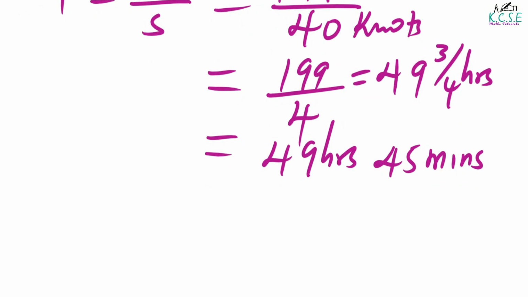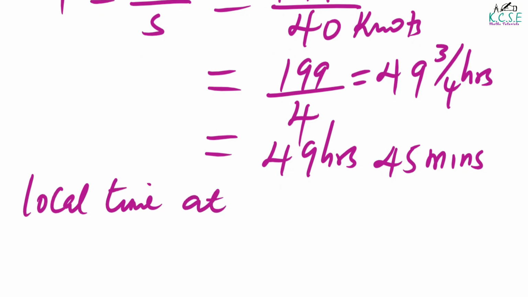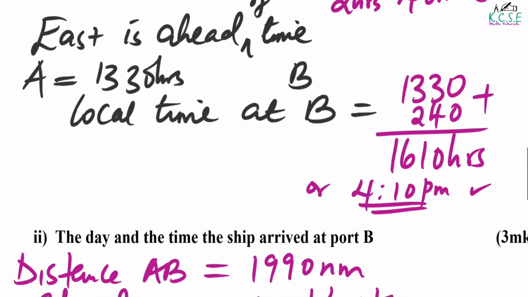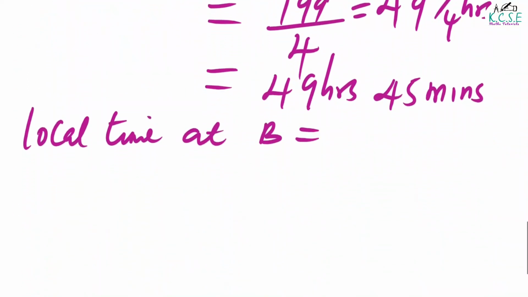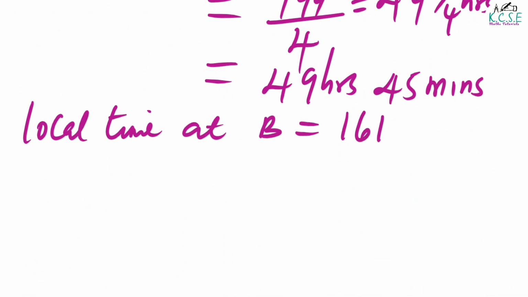Now that we have obtained the local time at B, that we obtained in the previous part, 16:10. That is the local time at B when the ship left port A. So that is the local time you are going to use, 16:10 hours. Taking the total time, you now add to get the local time it arrived at B. We use 16:10, then add 49 hours and 45 minutes.